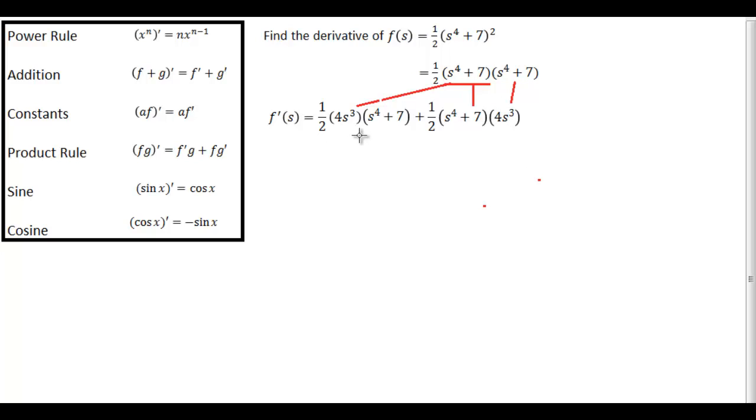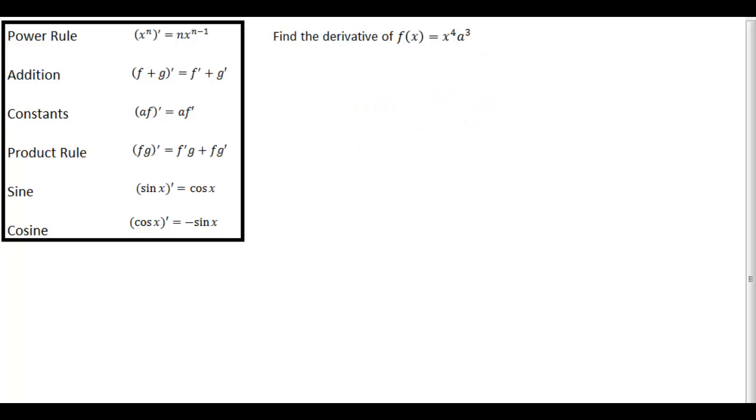So we could simplify all that, but for the purposes of learning these rules, we're not going to dwell on simplification. We're just going to forge on to the next problem. Here we have x to the fourth times a cubed. I have to pay attention to what the function actually is.